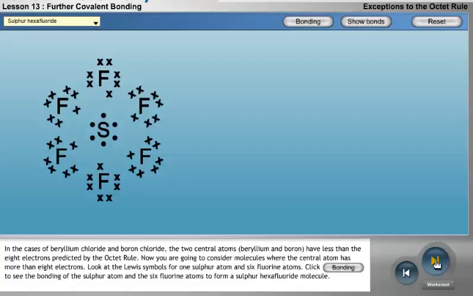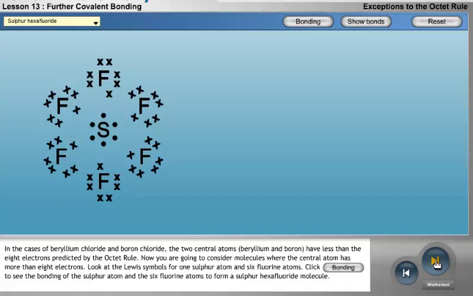In the cases of beryllium chloride and boron chloride, the 2 central atoms, beryllium and boron, have less than the 8 electrons predicted by the octet rule. Now, you are going to consider molecules where the central atom has more than 8 electrons. Look at the Lewis symbols for one sulfur atom and 6 fluorine atoms.